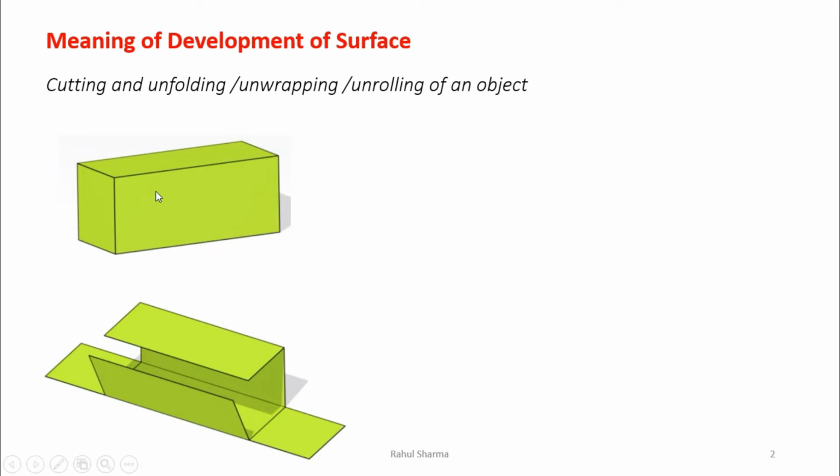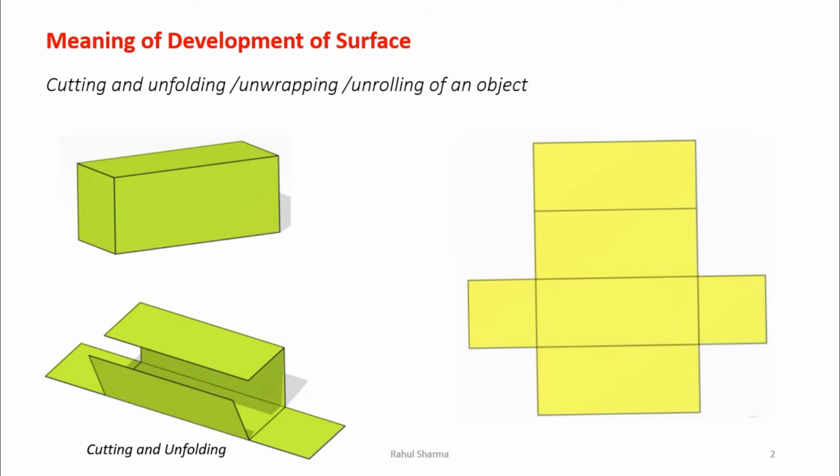So first what we did here, we have cut the object from this edge. After cutting, we are unfolding that. So everything we do in design only. We have no need to manufacture this and then do this. This example I have taken just to explain the concept of development. After that we have to develop it like this.